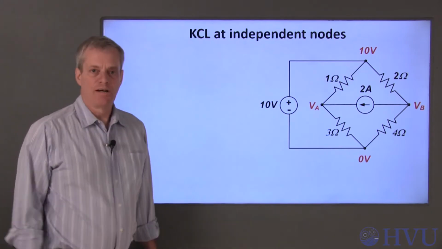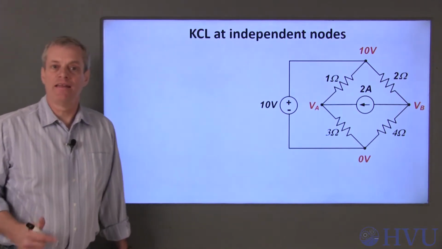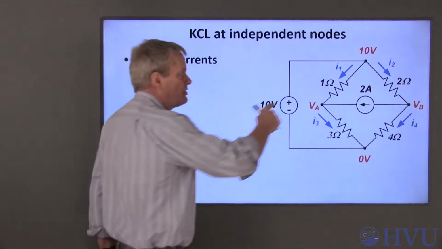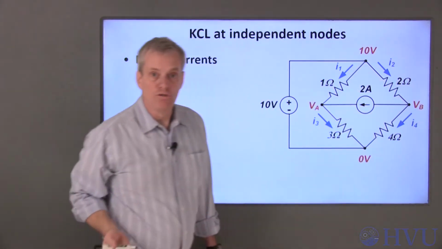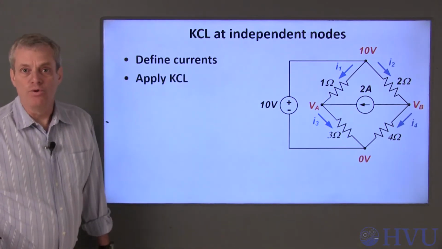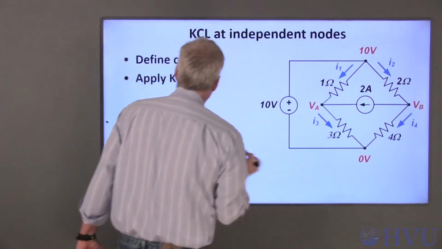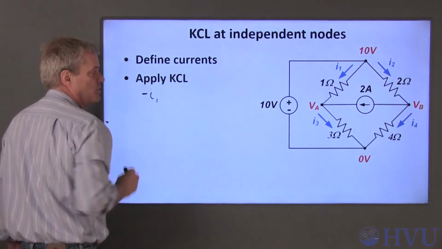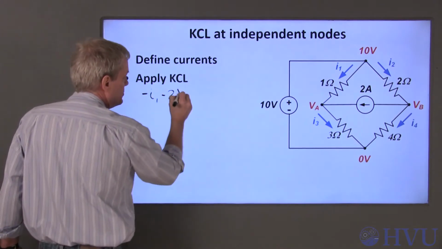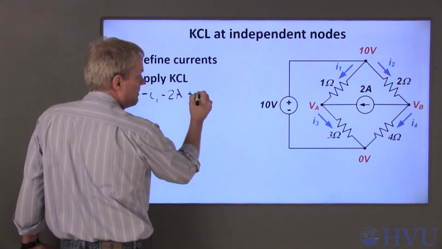To write the equations governing the node voltages VA and VB, we apply KCL at nodes A and B. First, of course, we need to define currents at the nodes. I've arbitrarily chosen these as my assumed positive current directions. Next, I'll apply KCL at the nodes. If I assume that positive currents are leaving node A, I1 is entering, so that becomes a negative contribution. The 2 amp source is entering, so that becomes a negative contribution as well. And I3 is assumed to be leaving, so that becomes a positive contribution.